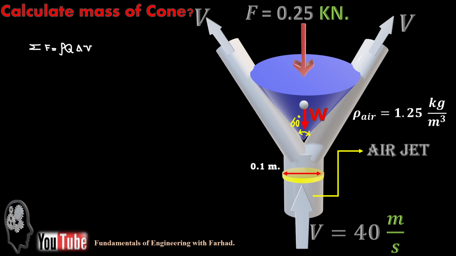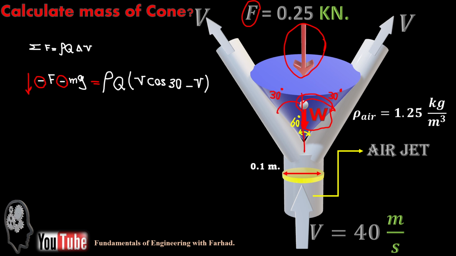Summation of forces is equal to rho Q times the difference in velocity, delta v. To start the problem, the force applied to the cone is in the negative direction, negative F. The weight W, which is mg, is again in the negative direction, minus mg, is equal, in the second part, to rho Q. If you take a closer look, the total angle of this cone is 60 degrees.